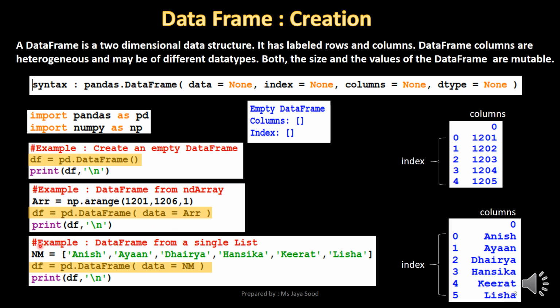In the third example, we are creating a data frame from a single list. NM is a list of names. df is a data frame object which is created by invoking the constructor method with one argument again and passing this list of names as the data. You may see here in the output that the data frame that is created has again one column and the values are coming from the list of names. The column heading is 0 and the default indexes are from 0 to 5.